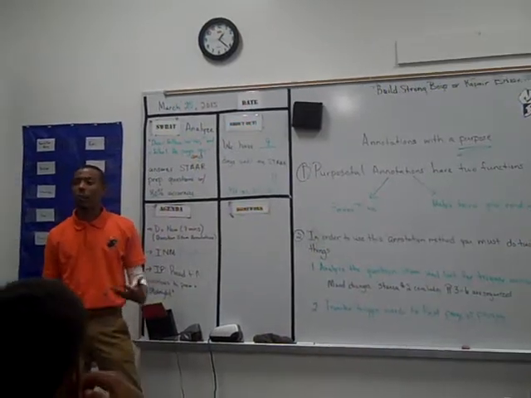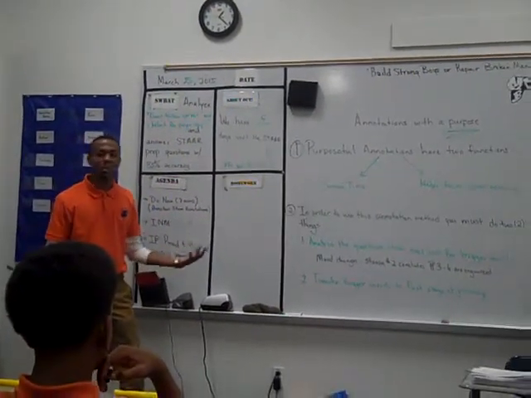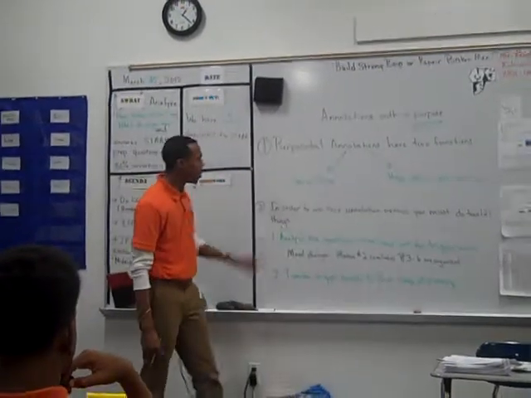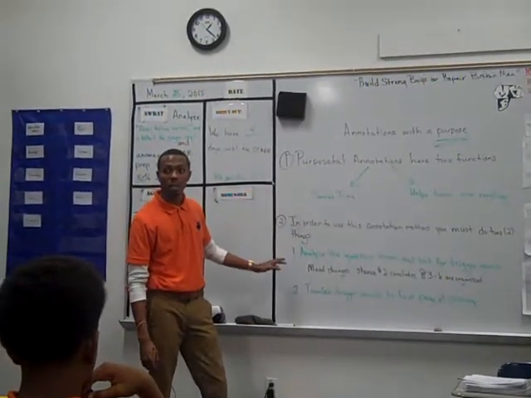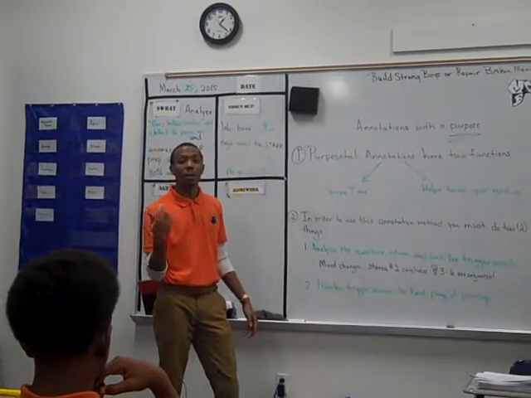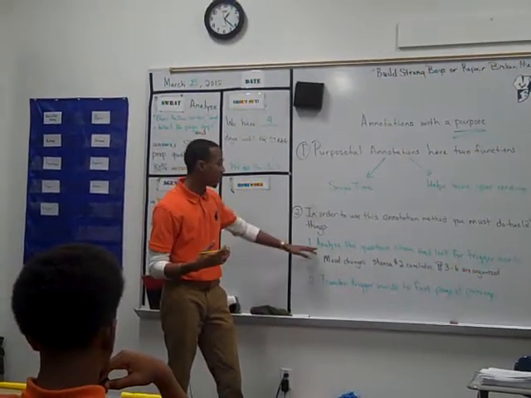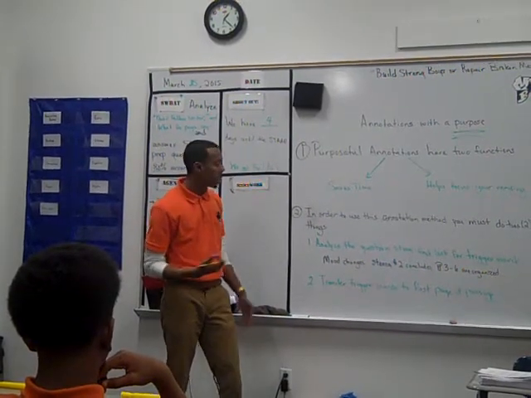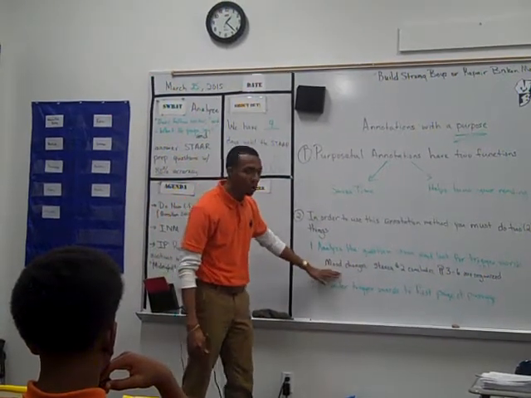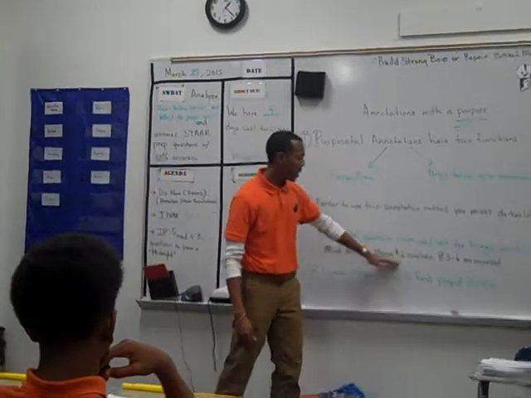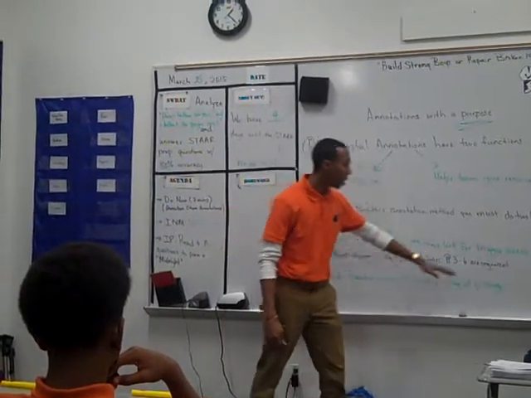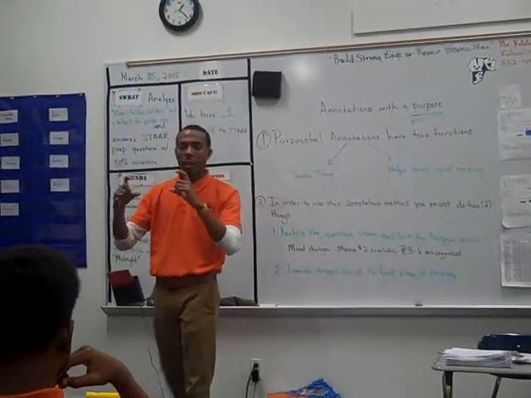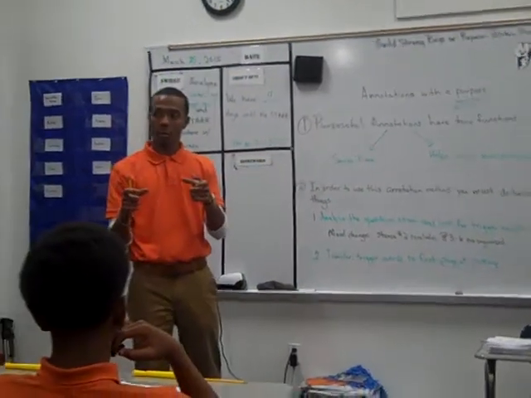Now, the how. How do you do this, Mr. B? What do you do? Okay? So in order for you to use this annotation method, you must do two things. One step we already do every single day, and that's analyzing the question stems and looking for trigger words. So, things like mood changes, stanza 2 concludes, paragraphs 3 through 6 are organized. These are all things that we'll find where? In the question stems, right?